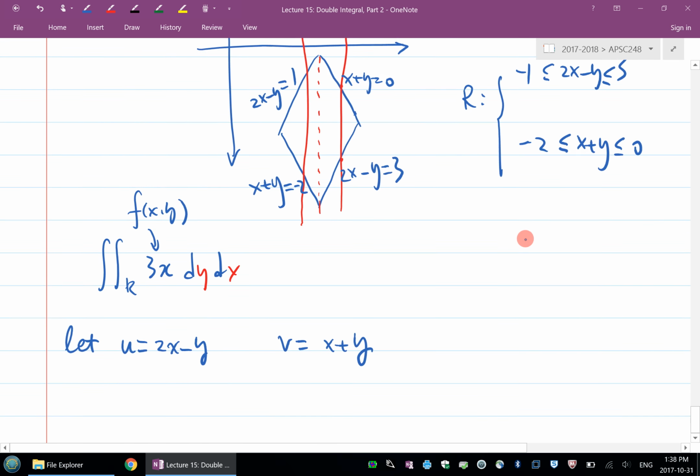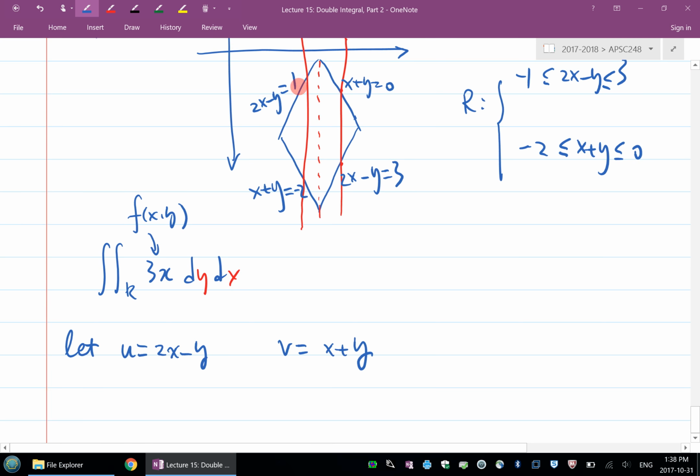Oh, should that be negative 1? No, positive. Oh, sorry. What did I write here? Now this should be positive here. Yeah. Good.